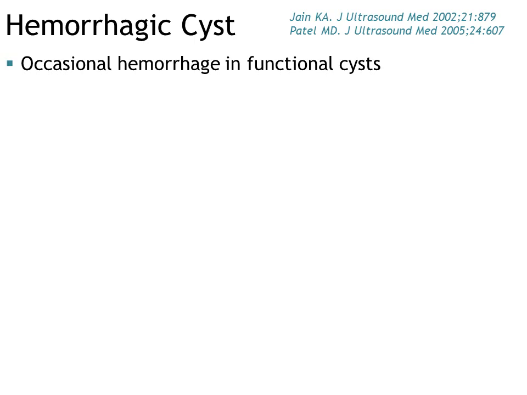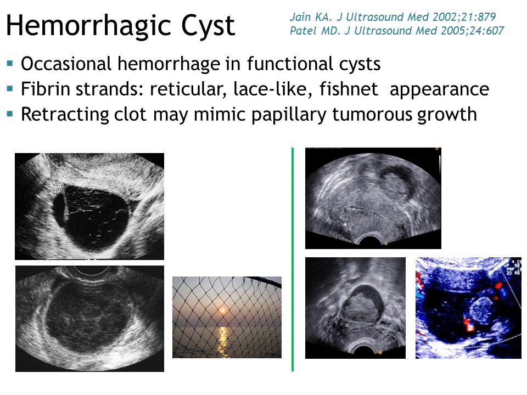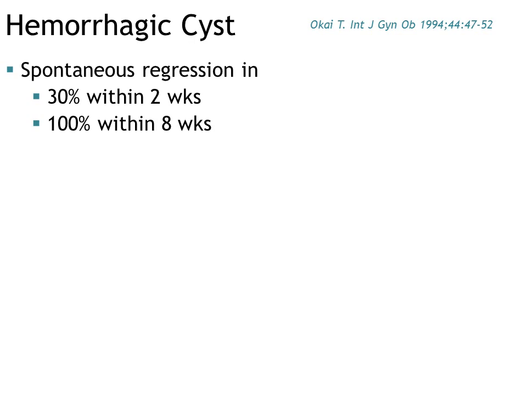Hemorrhage occasionally occur in functional cysts. They have reticular, lace-like, or fishnet appearance due to fibrin strands, and retracting clot may mimic papillary tumorous growth. Doppler ultrasound will show that there are no flow signals in the clot. Intracystic hemorrhage usually regress spontaneously in 30% within 2 weeks and in 100% within 8 weeks.